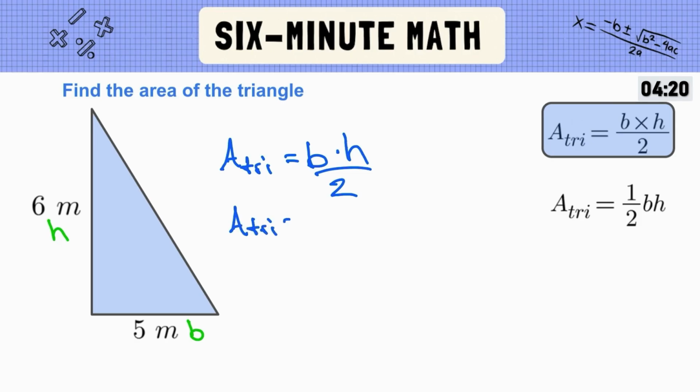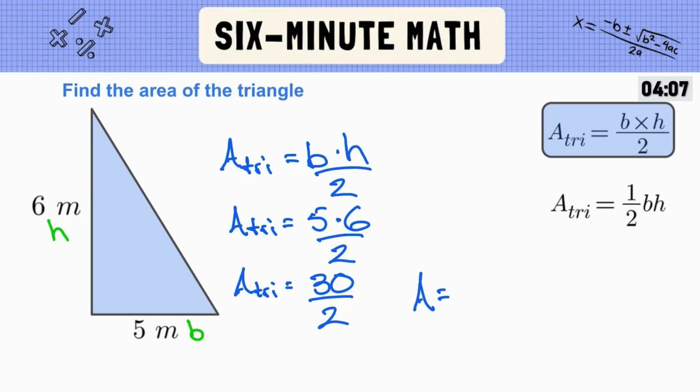So the area of that triangle is 5 times 6 divided by 2. The area of that triangle is 30 divided by 2. So the area is equal to 15. And then we have to remember that this area is in unit, in this case meters, squared.